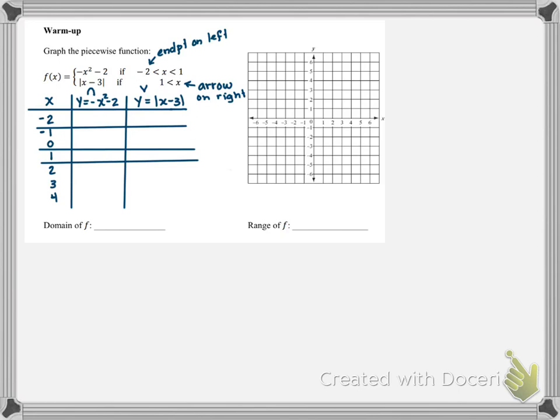Any other questions, I guess, before I go on, about how we know if there are arrows or endpoints on the left and right? Does that make sense now? How we see that? Okay.